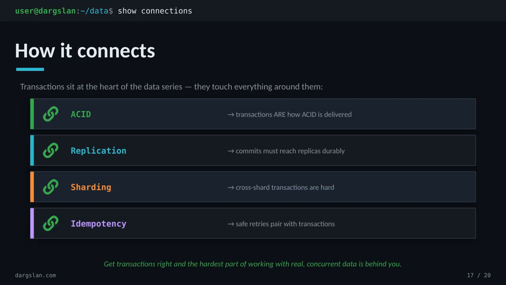And once that envelope clicks into place, you'll notice transactions quietly show up everywhere else in the data series. ACID isn't a separate topic. Transactions are literally how ACID gets delivered. Replication is about making sure those commits land durably on every replica. Sharding is where it gets painful, because a transaction spanning shards is one of the hardest problems in distributed systems. And idempotency is the natural partner for retries when a commit's outcome is uncertain. Get this one right, and the hardest part of working with real, concurrent data is genuinely behind you.